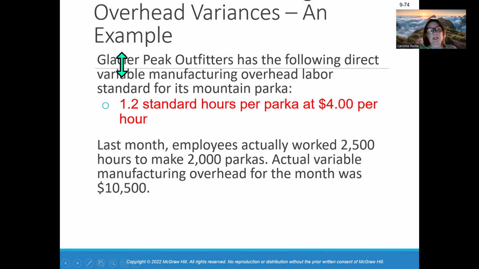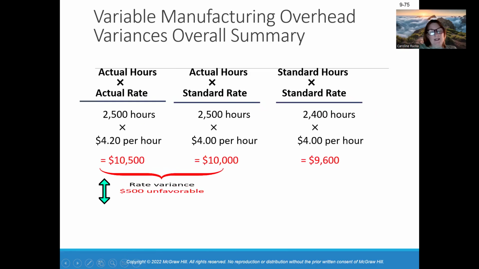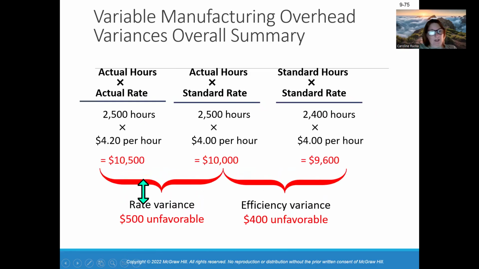Okay, so again, we're looking at Glacier Peak Outfitters, and they have the following direct variable manufacturing overhead labor standard for its mountain parka. There's 1.2 standard hours per parka at $4 per hour. Last month, employees actually worked 2,500 hours to make 2,000 parkas. Actual variable manufacturing overhead for the month was 10,500.